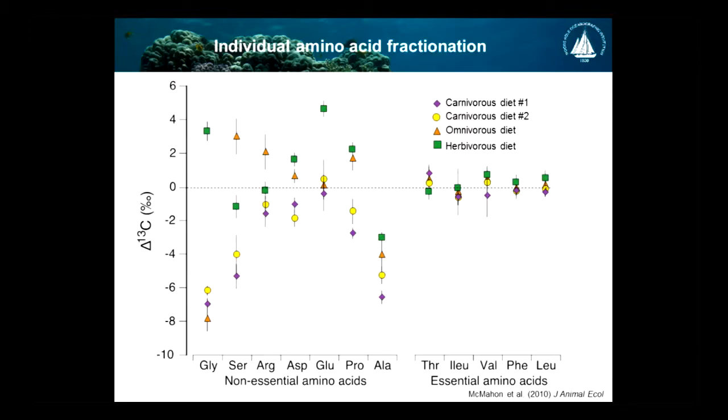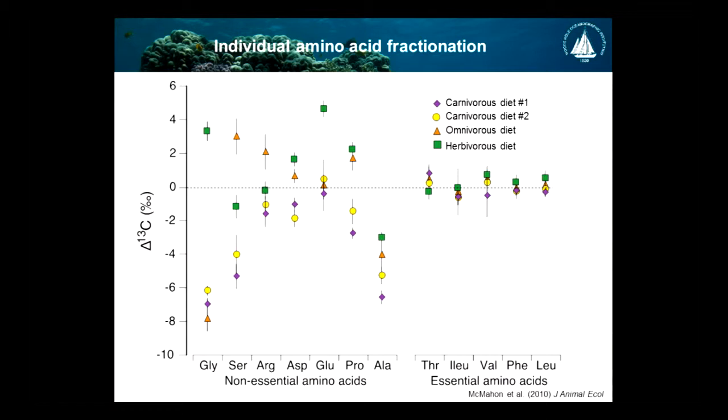This just shows the results of a feeding experiment with a number of different amino acids. This was very controlled. We knew exactly what the diet was. We fed the fish. The only point I want you to concentrate on is that these are all the non-essential amino acids. These are amino acids that we can synthesize ourselves, that fish can synthesize. As you can see, there's a lot of fractionation and a lot of variability in the fractionation of these amino acids that we're producing ourselves, and that's simply a function of fractionation during that synthesis process.